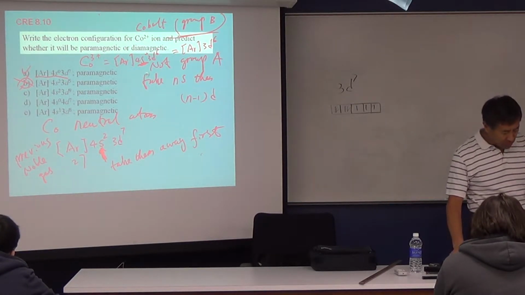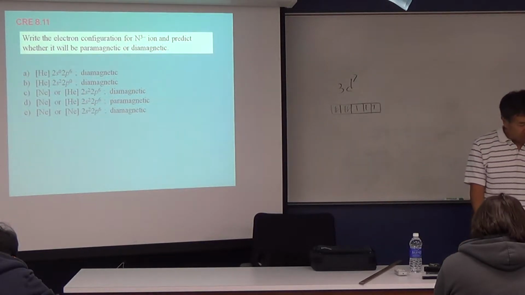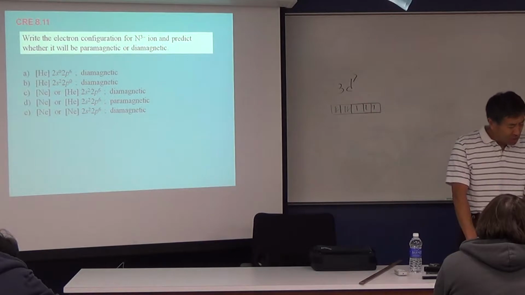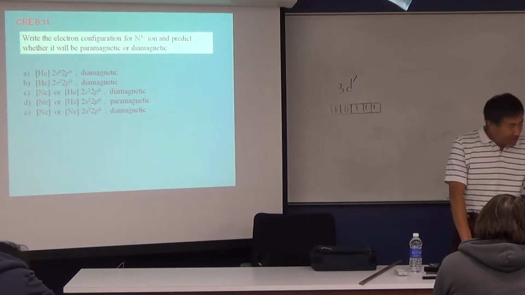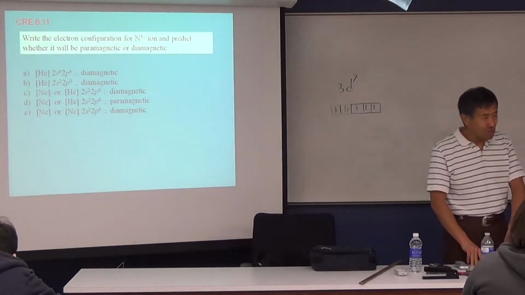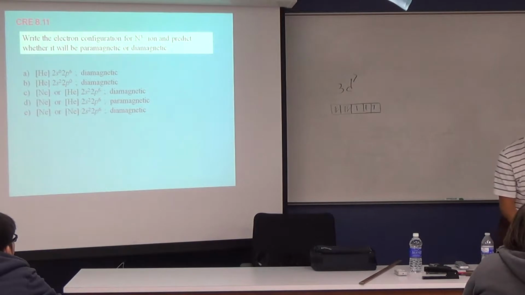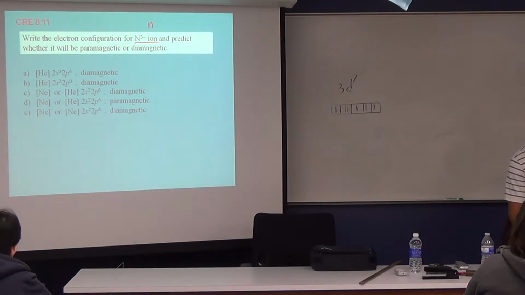Very good. So I want you to keep concentrated and keep a very sharp mind. Now write the electron configuration for N3 negative. And by the way, this is a kind of review of what you studied in chapter 2. This guy, if you have N3 negative, you call this nitride.